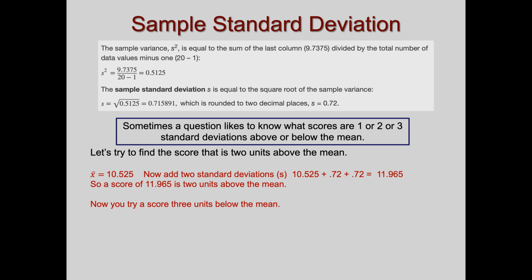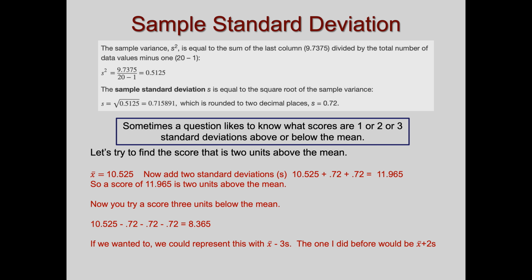So, I'm going to get 10.525 minus 0.72, minus another 0.72, and minus another 0.72. And I get 8.365. So that would be the number that's 3 standard deviations below the mean. If we wanted to, we could represent this as x bar minus 3s, because if I subtract it 3 times, it's like multiplying it by negative 3, okay? The one I did before was like x bar plus 2s, because I'm going up, okay?